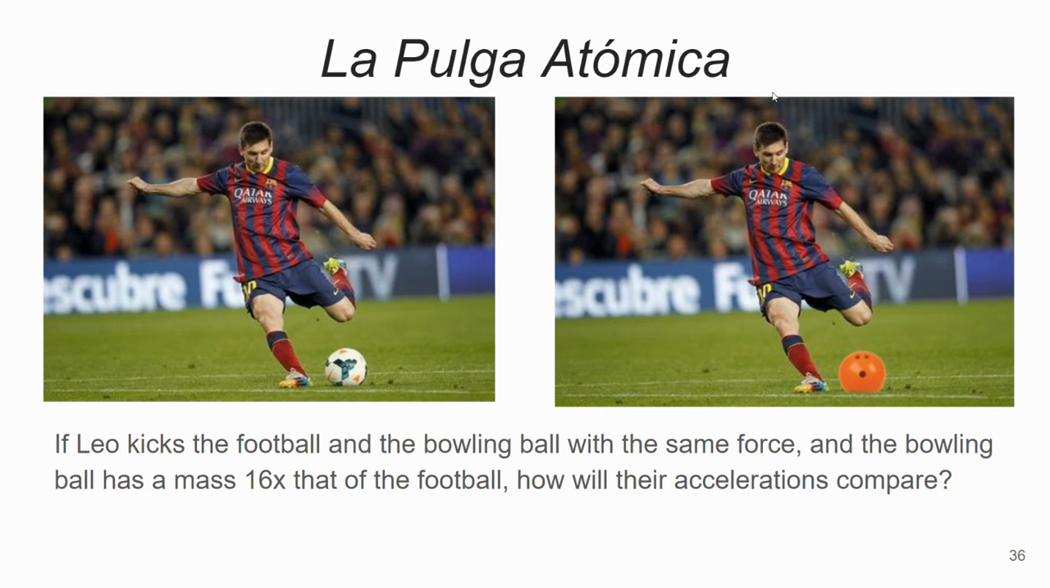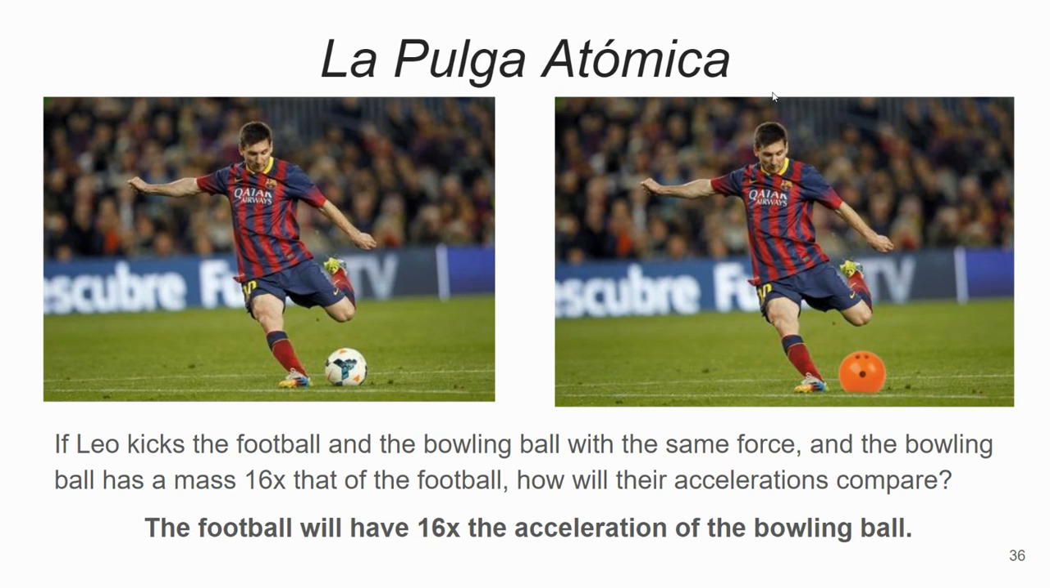So now that we have this mathematical relationship, we can get a little better at this. So now we know that the bowling ball has 16 times the mass of the football. So if Leo Messi puts the same amount of force on both objects, how will their accelerations compare? Well, we already know that the football's acceleration will be greater, but now that we have the math, we can figure out that the acceleration of the football will be 16 times that of the bowling ball. Because if F equals ma, then a equals F over m. So the bowling ball has 16 times as much mass, therefore the bowling ball has 1/16th the acceleration of the football.